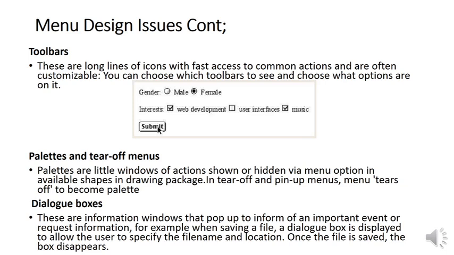Palette and tear off menu. Palettes are little windows of actions shown or hidden via a menu option, like available shapes in a drawing package. In tear off and pin up menus, menus tear off to become palettes. Dialog boxes. These are information windows that pop up to inform of an important event or request information. For example, when saving a file, a dialog box is displayed for the user to specify the file name and location. Once the file is saved, the box disappears.